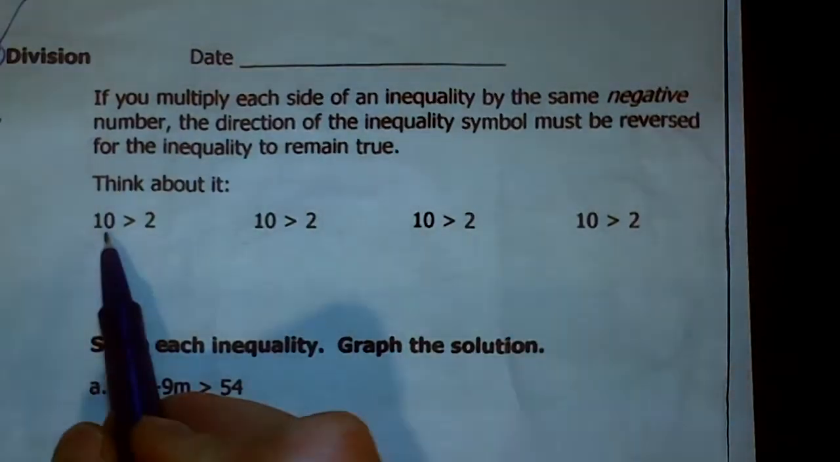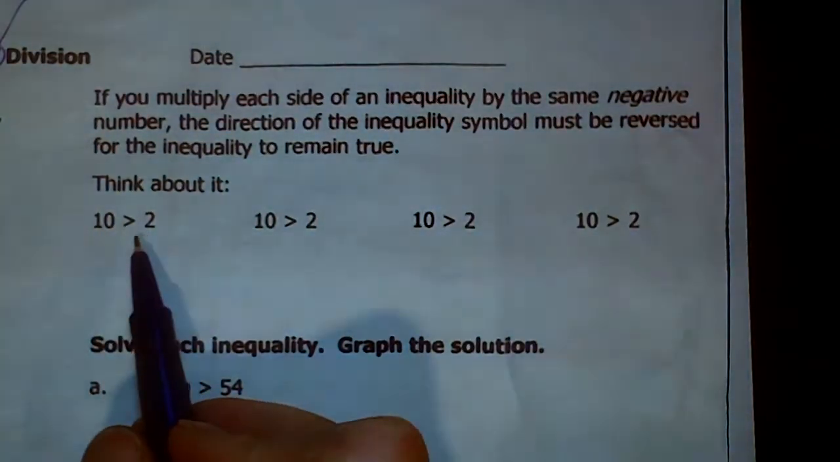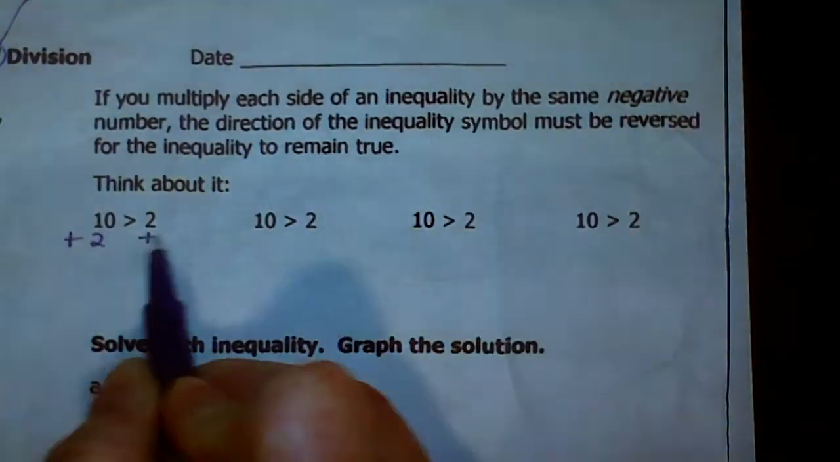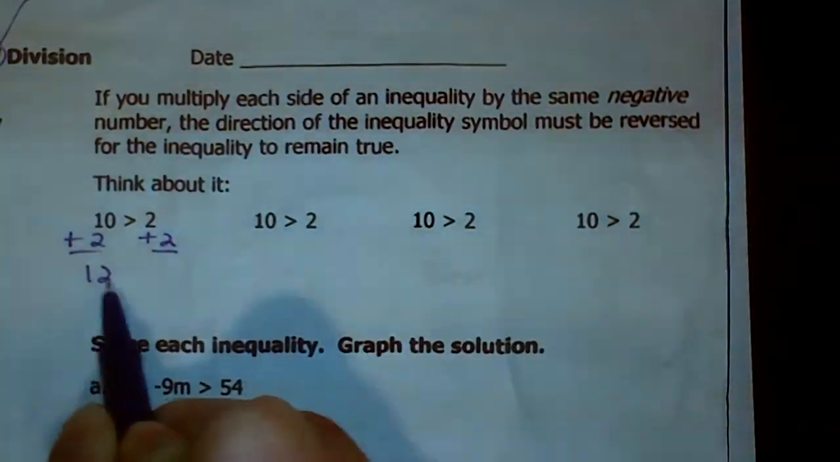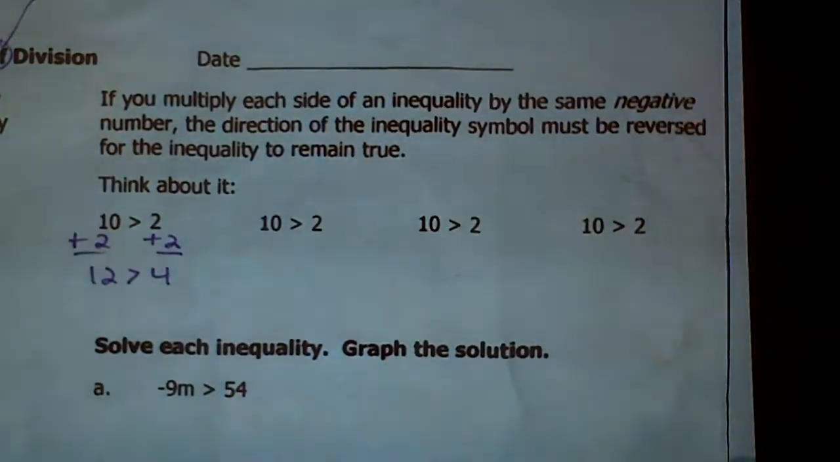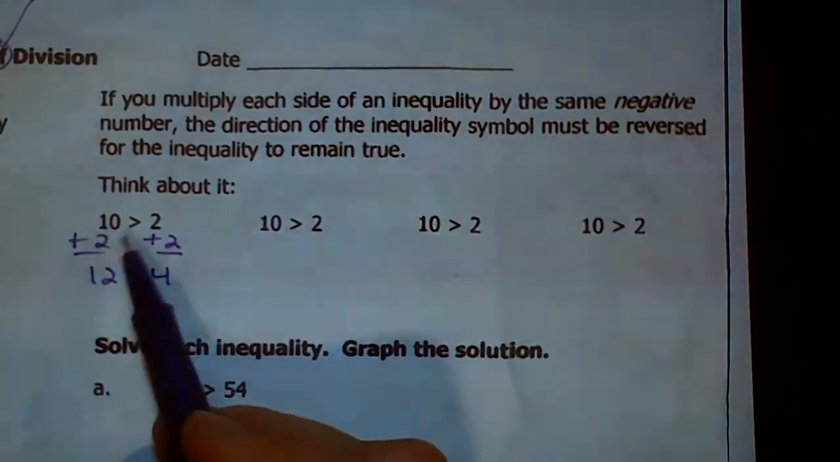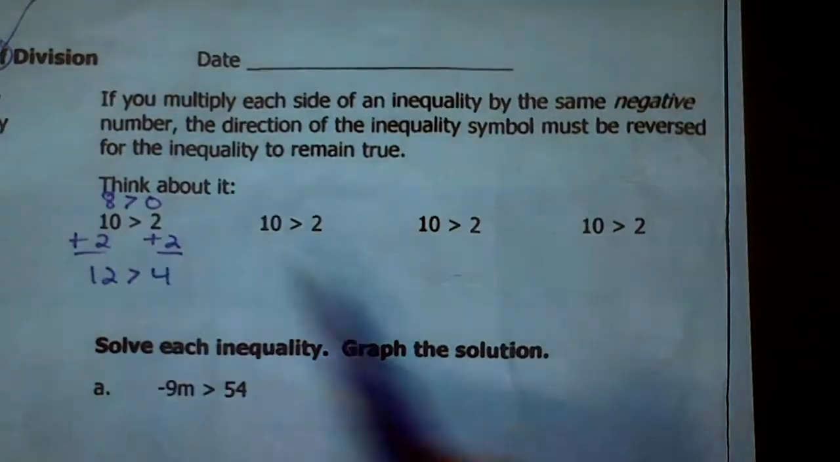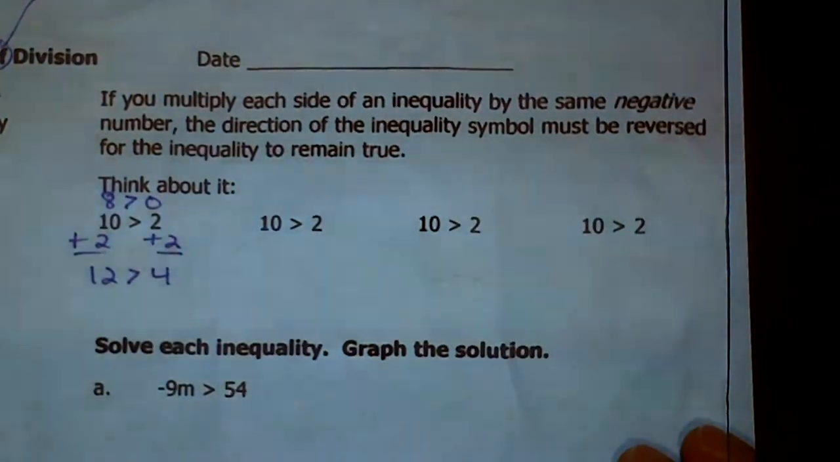If I have 10 is greater than 2, we know that that's true. If I add the same number to each side, like let's say I add 2 over here and I add 2 over here, is 12 greater than 4? Yep, it stays true. If I would have subtracted each side by 2, 10 minus 2 would be 8. 2 minus 2 would be 0. Is 8 greater than 0? Yeah. So adding and subtracting the same amount to each side doesn't change anything at all.